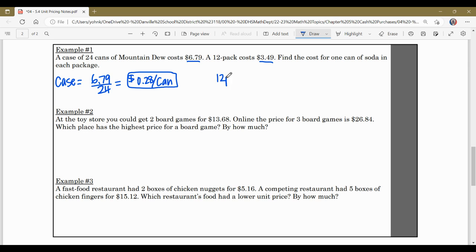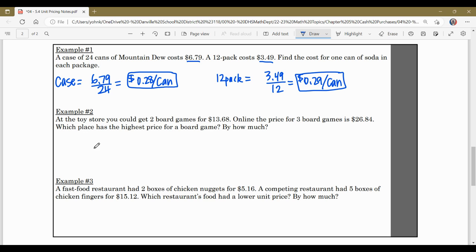If I look at the 12 pack, again, I'm going to take the price, $3.49, divide by the amount. This time it's 12, and I'm going to get 29 cents per can. So in this case, it is a penny cheaper per can to buy a case at a time. So it's kind of like saving yourself 24 cents. If that's a big deal to you, then go for it.